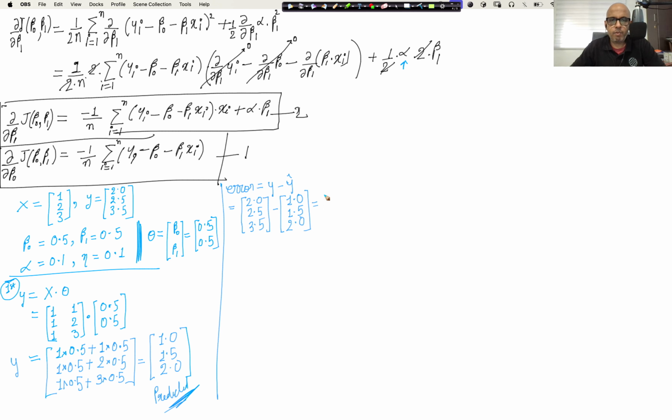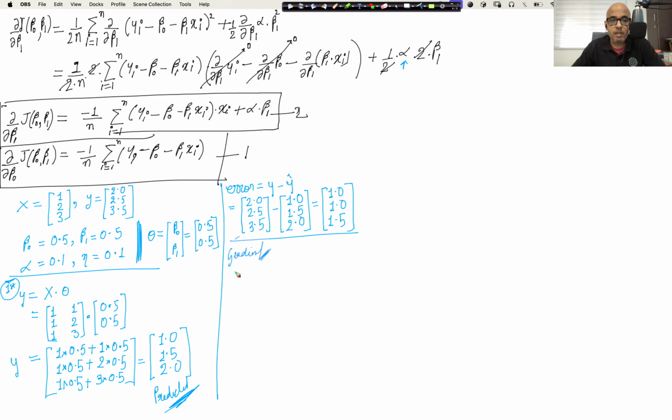And if we perform the subtraction, we get 2 minus 1, we get a value of plus 1. 2.5 minus 1.5, again we get a value of plus 1. And finally 3.5 minus 2.0, we get a value of plus 1.5. So all positive values, and we have the error. Once we have the error, we are now in a position to calculate the gradients. And to calculate the gradients, we need to calculate the gradients with respect to beta 0 and beta 1.